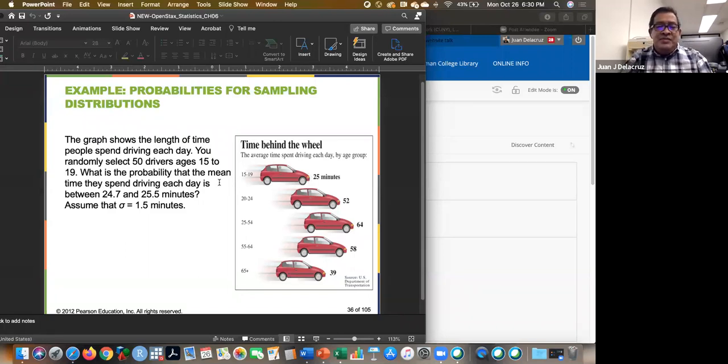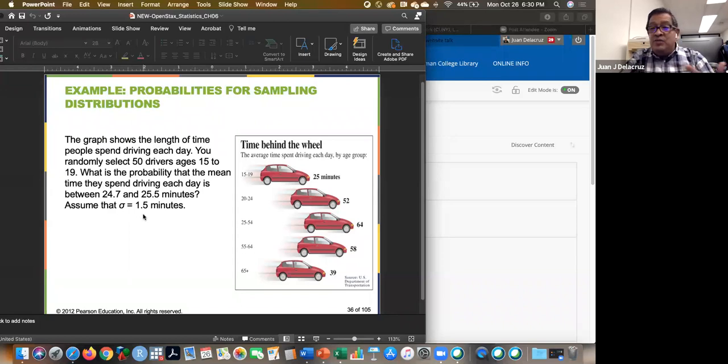So in this case, we pick a sample of 50 drivers. And the question is, if you have 50 drivers, how likely is it that, if they are between 15 and 19 years old, they are going to be spending between 24.7 and 25.5? Remember, here we have a mean of 25 minutes. So what is the likelihood, if I have 50 drivers, that they are going to be driving between these times?